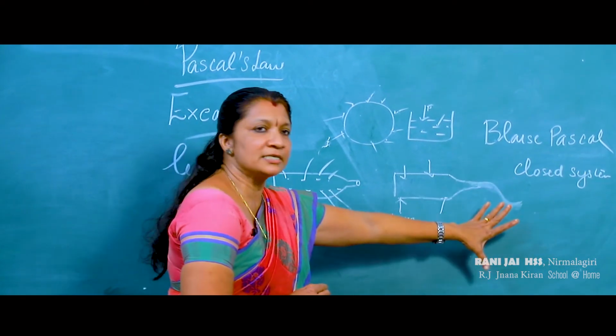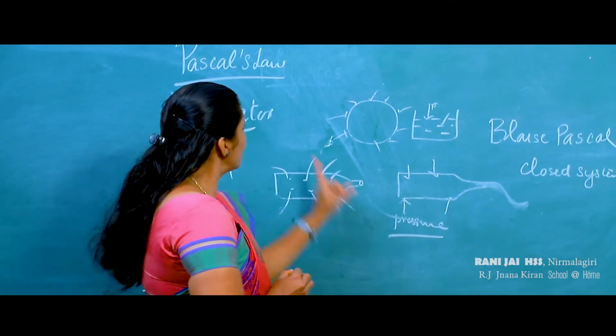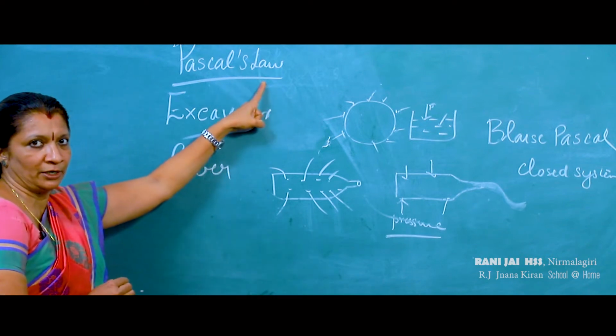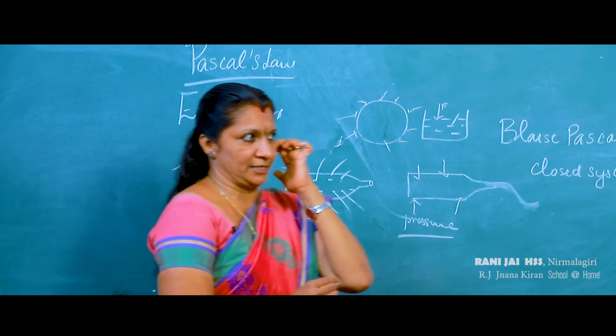Understood? So as a result, whatever effect is there, it will be easily taking place. So this law was found out by whom? Blaise Pascal. So this law is called as what? Pascal's law. Now my next question.